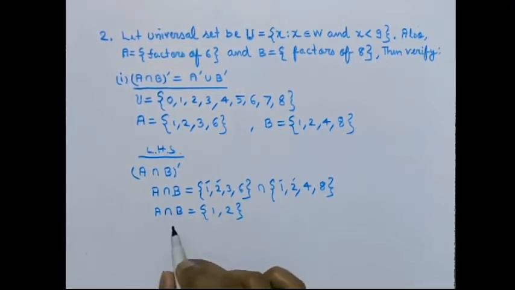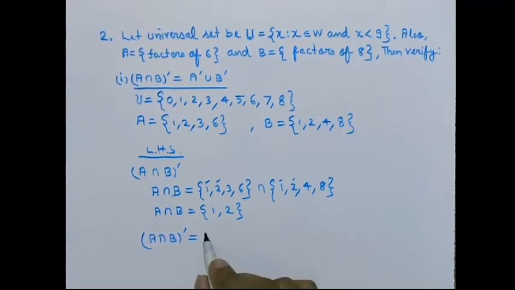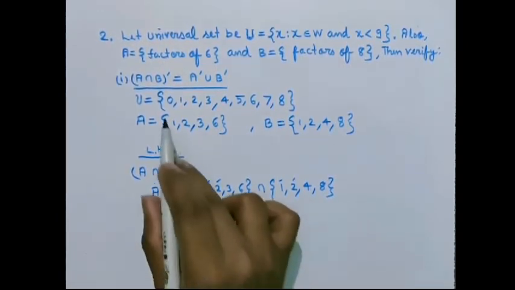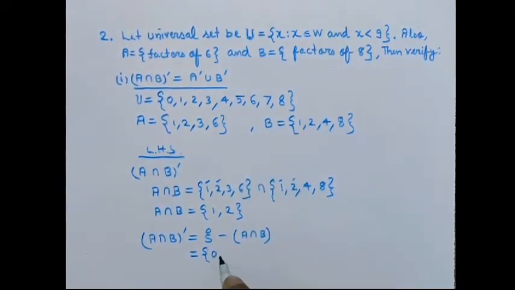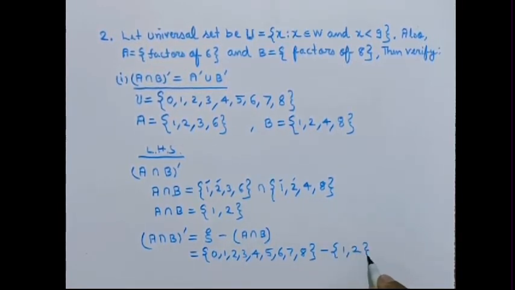Now once we have found A intersection B, we can find A intersection B complement. Now what is A intersection B complement? Remember, mathematically we can express it as the universal set minus the given set, that is A intersection B. So what was A intersection B? 1 and 2. And the universal set, that is 0 to 9. So 0, 1, 2, 3, 4, 5, 6, 7, 8 minus A intersection B, that is 1 and 2.